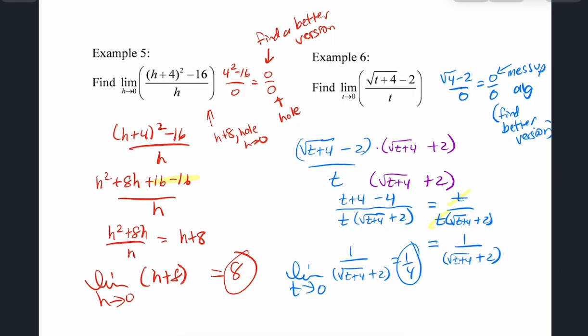Everybody good with those? There's some tricky algebra in that. So if you're doing homework and you get to one that has a limit like that, just look at what I did. Mrs. Hart used the conjugate. Try using the conjugate, okay?